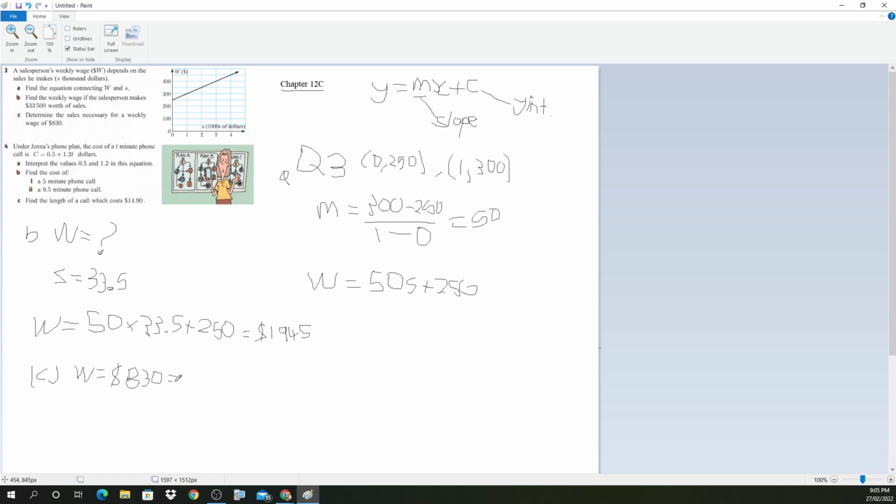Okay, and we're actually solving for S. So what we're going to do, we're going to equate that to the rest of the equation, rearrange and solve. So you're going to use some of the skills that you should have picked up in chapter 1. Okay, so we're going to subtract 250 from both sides. If I take 830 minus 250, I get 580.